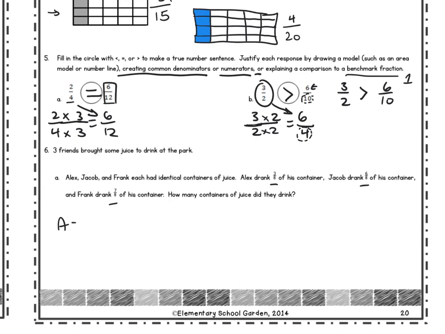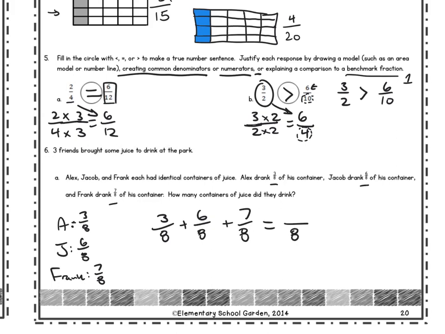So Alex was 3/8, Jacob was 6/8, and Frank was 7/8. And so I'm just going to write an addition sentence for each of these fractions. And since I'm working with eighths, I know my unit is going to stay the same as eighths. And now I'm just going to add 3 and 6 and 7 together. So 3 plus 6 is 9, plus 7 is 16.